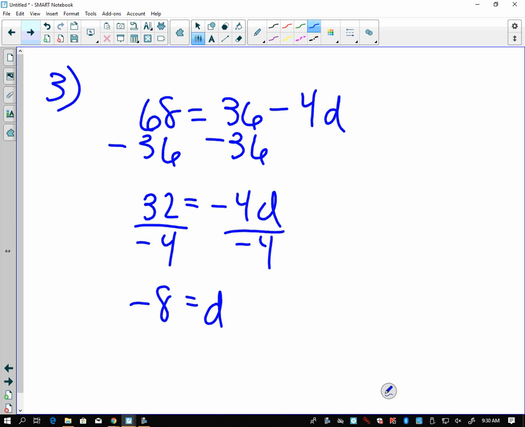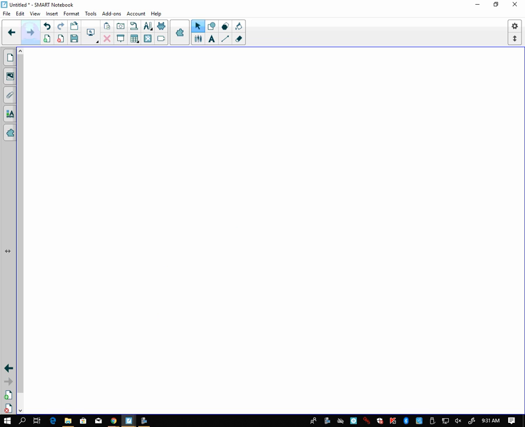But how am I going to write this into the answer key? Am I going to write negative 8 equals D? D equals negative 8. I want my variable on the left-hand side of the equal sign. Does that make sense? All right, are we good with this? Everything seemed pretty easy so far? We're good. Now, does that mean I'm going to get these right?